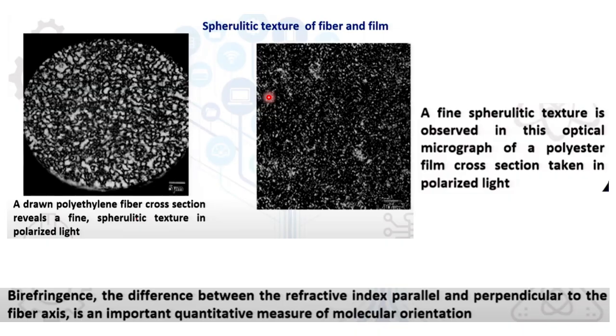Through optical microscope, I can also check the texture of fiber and film. This one is basically a polyethylene fiber cross section, and it is showing the spherulite texture through the polarized microscope, and the fine spherulite structure is observed of the polyester film cross section taken in a polarized microscope. Now, what is the importance of the polarized microscope?